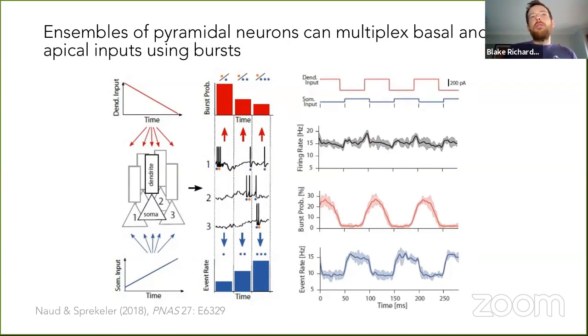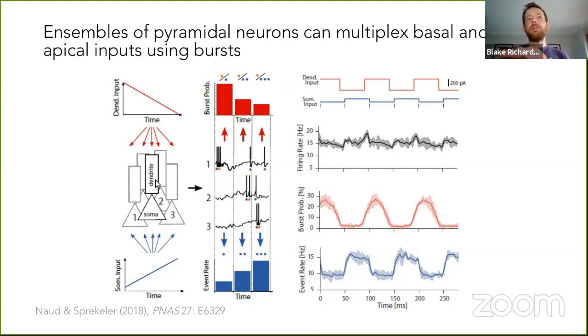And the reason that this then becomes particularly cool is because of this finding. This was the finding that I saw Richard present a few years ago and which got me really excited. This finding of Richard's, which he called burst multiplexing. So here's the idea. Let's say we take an ensemble of pyramidal neurons. So these are biophysical simulations that Richard ran. So we've got a group of pyramidal neurons here that are fit to biological data. They're receiving somatic inputs and basal inputs.